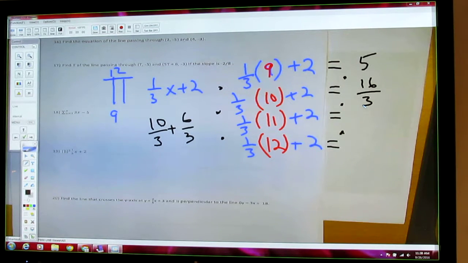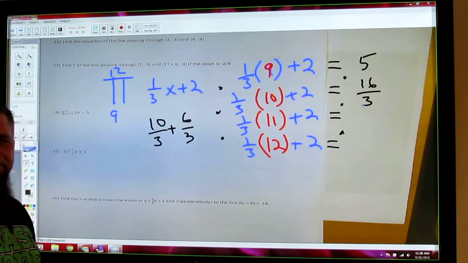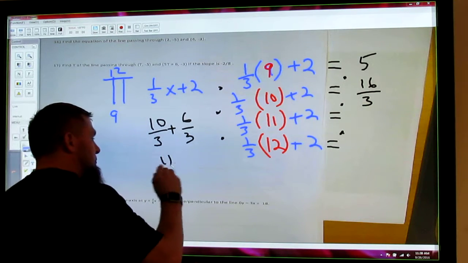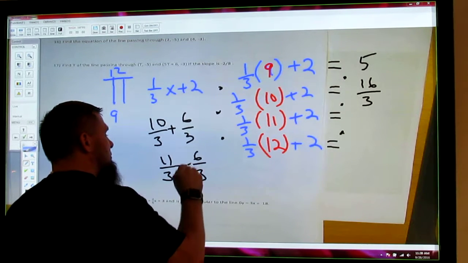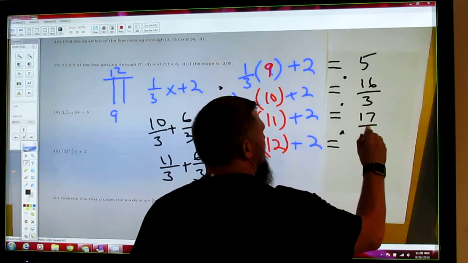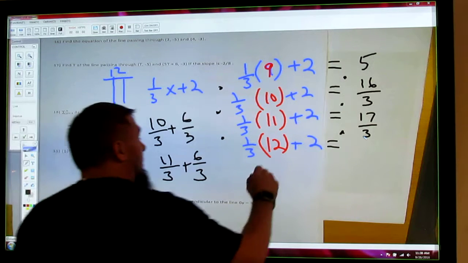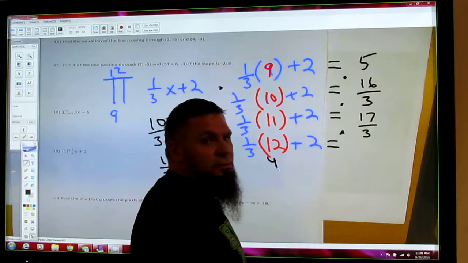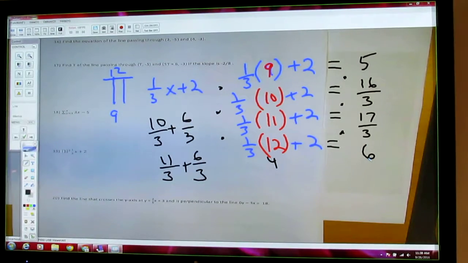Well, we got to multiply all of these. So then 11 thirds plus 2. So 17/3, yeah? And then the last one is 18 thirds, which is 6.